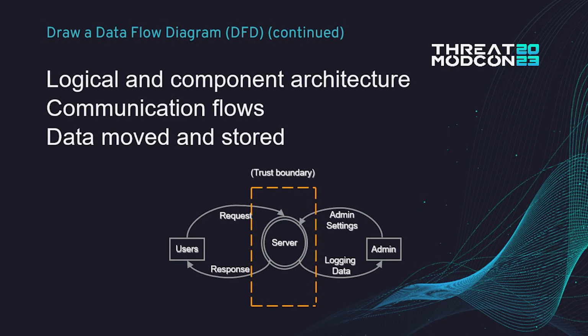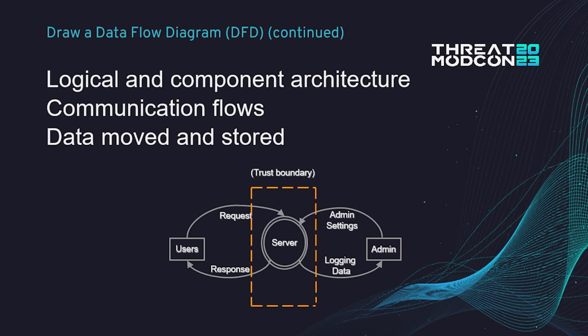All right, so again, in terms of the data flow diagram, you're looking at logical and component architecture, communication flows, data that's moving and being stored somewhere. Here's an example, very, very high level. So users, this is the external entity that is working against a server in some way. It could be a web server, it could be a web application, it could be whatever. And then you have some request responses that are happening. Here are some boundaries, and then of course an admin. So here are two users.